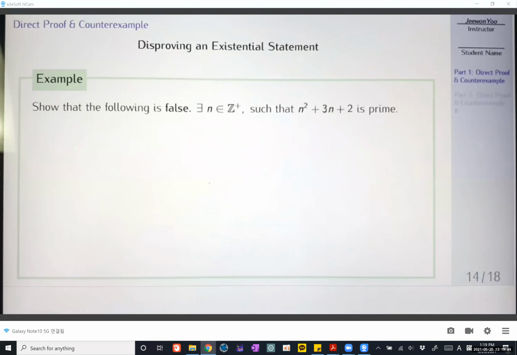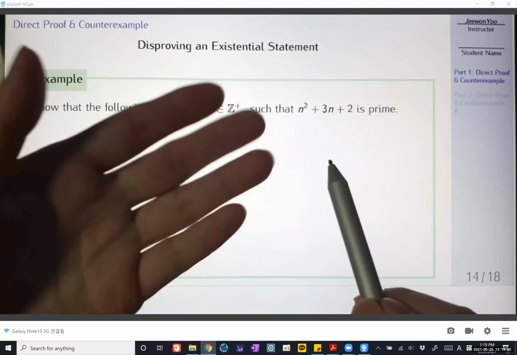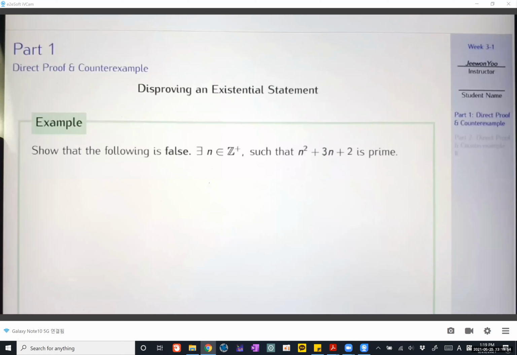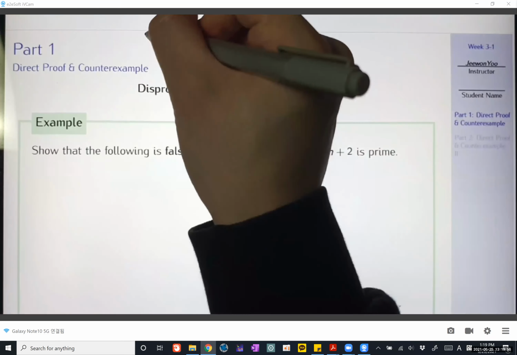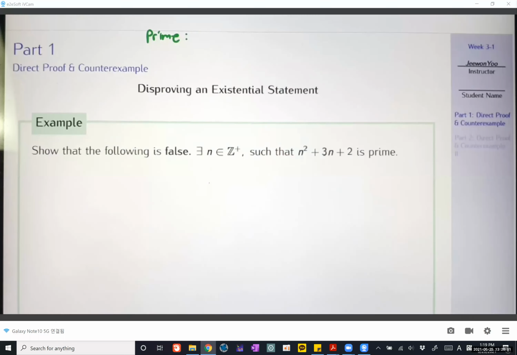Here's the question. This question talks about prime numbers and composite numbers as well. And you guys know the definition of prime numbers. In case you guys forget about it, I'm going to write down the prime number definition. The prime number definition is this.